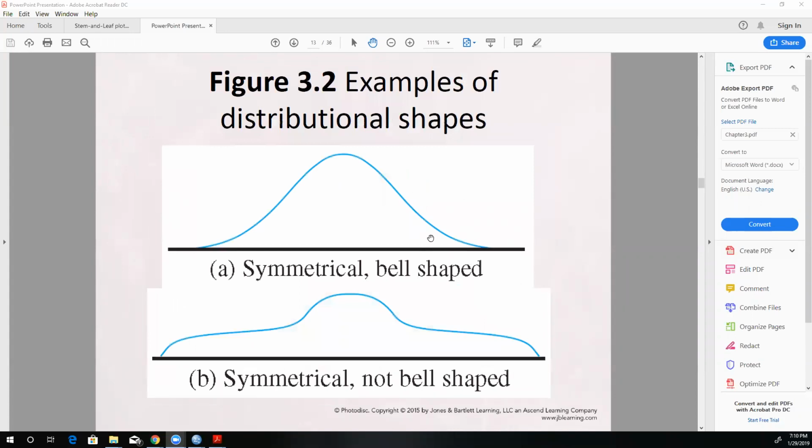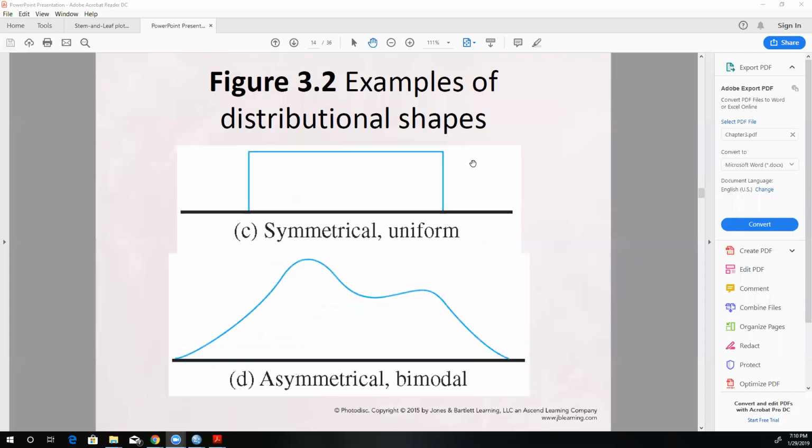So when we're looking at symmetry, this is what we call bell-shaped, and it's symmetrical. Imagine if you were drawing a line through the center, this side would be a mirror image of this side. And this one is also symmetrical, but definitely not bell-shaped. Now this one is symmetrical, but it's uniform. In other words, it's uniform because every value has the same frequency. So if this is 1, 2, 3, there's the same number of each value. And so you end up with this kind of rectangular shape. And it is symmetrical because if I go into the middle, this side matches this side.